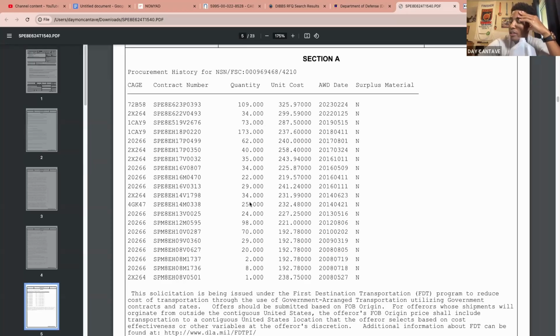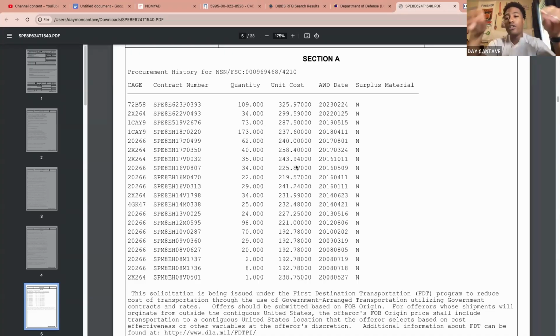So let's just look here. For instance, perfect example, these two things were bought in the same year. 1 unit in 2008, $238, and then 8 units in 2008, $192, right? And then 20 units in 2008 was $192. But then if we come here and look at 2016, 8 years later, it's now $219. So that's a really good illustration of how price and quantity have an inverse relationship and how things become reasonably more expensive over time.